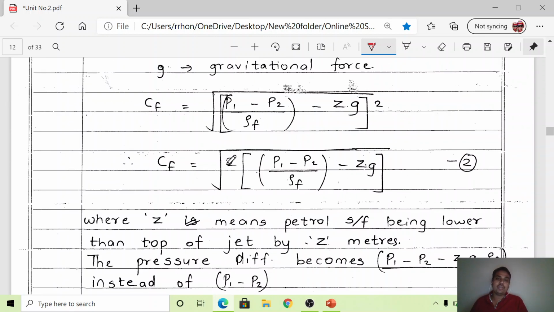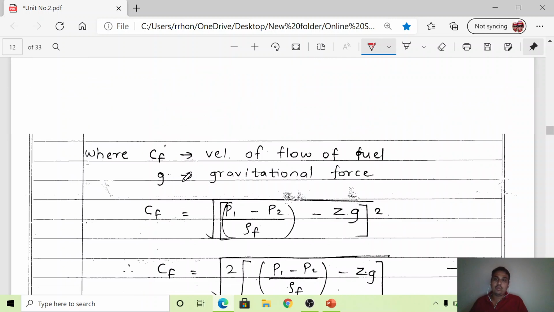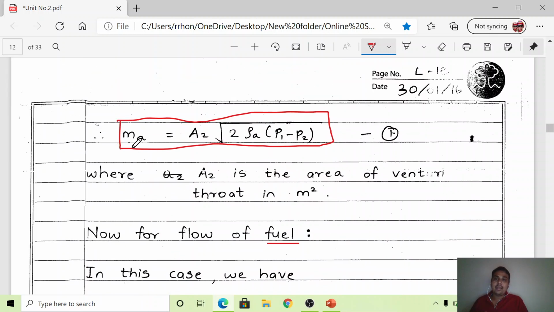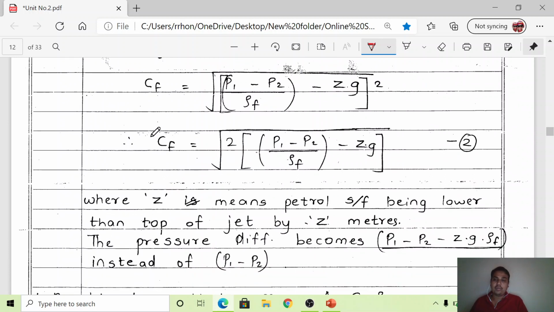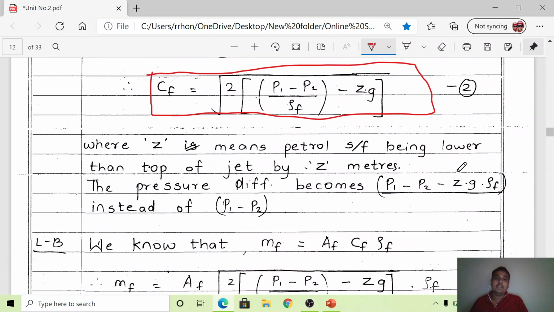So we have equation number 2 for the velocity of fuel at the throat section. What we have calculated till now is the mass of air, which gives equation number 1, and this second equation is nothing but the velocity of fuel at the throat section, that is CF. This is equation number 2. Here I have written Z means the petrol surface is lower than the top of the throat by Z meters. So the pressure difference becomes P1 minus P2 minus ZG into rho F instead of P1 minus P2.